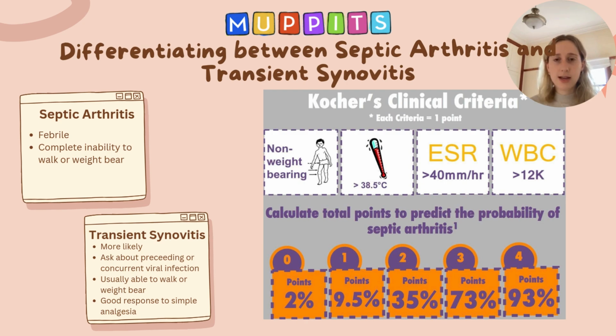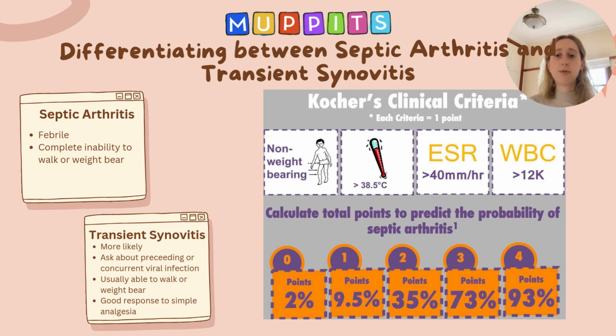So I've just got a slide here now differentiating between septic arthritis and transient synovitis, because transient synovitis is always going to be the most common or most likely of the two differentials. And what it is, is inflammation of the synovial capsule of a joint that typically occurs either concurrently with viral infection or within 2 weeks after a viral infection. And this is quite common, but the child is usually going to be able to walk or weight bear, and usually has a really good response if you give them some paracetamol or Nurofen.